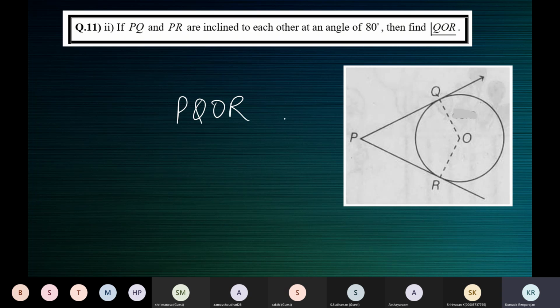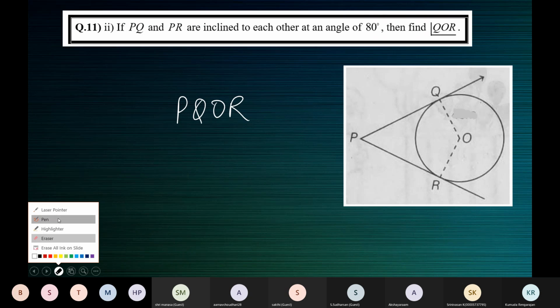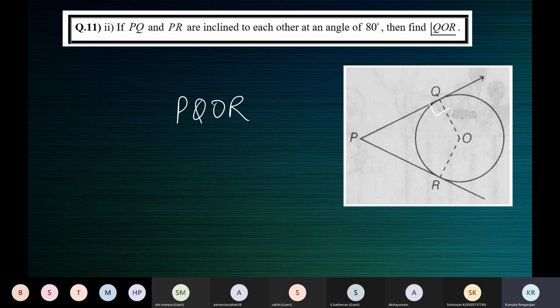Somebody said it's a cyclic quadrilateral, right? Yes, ma'am. How will you prove it? Supposing you're given this question and asked to prove it's a cyclic quadrilateral, how will you prove it? Opposite angles are 180 degrees. Which opposite angle? This one and this one? No, ma'am. ORP and OQP. Okay, not this one. This one and this one, right? Yes, ma'am. What is the property?